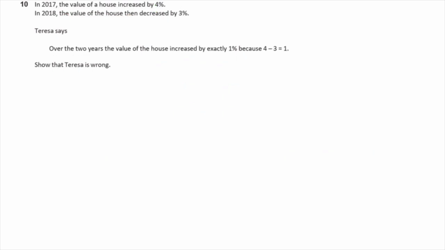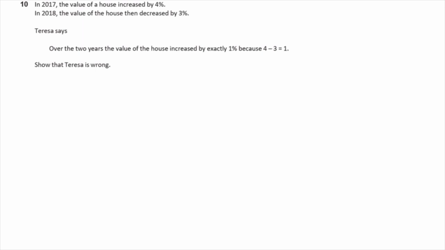Question 10. In 2017, the value of a house increased by 4%, and in 2018, the value of the house then decreased by 3%. Teresa says, over the 2 years, the value of the house increased by exactly 1%, because 4 minus 3 is 1. Show that Tessa is wrong. Yeah, it doesn't work that way, in fact, because of the effects of compounding interest. You get interest on your interest in your second year, or decreases on your interest in this case. So it isn't going to work out quite like that. Let's just show what happens then.